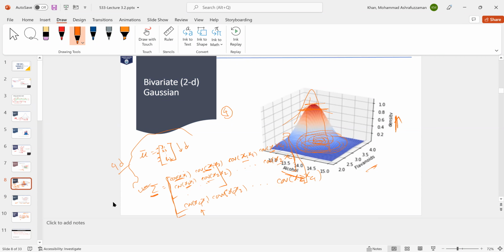So for 4D, we'll have 4 times 4, so 16 covariance values and 4 mean values.